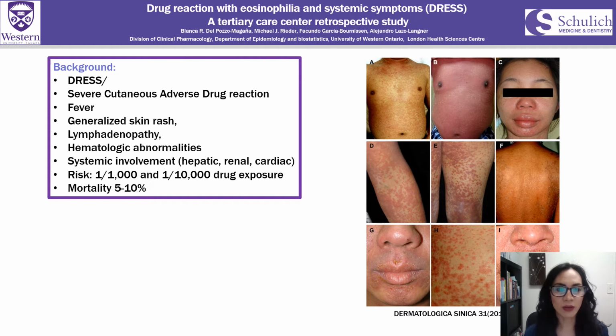I'm a clinical pharmacology fellow, and I'm going to present the results of our recent retrospective study regarding DRESS. As you know, drug reaction with eosinophilia and systemic symptoms is a severe cutaneous adverse drug reaction, which is characterized by generalized skin rash, fever, lymphadenopathy, hematologic abnormalities, and systemic involvement.